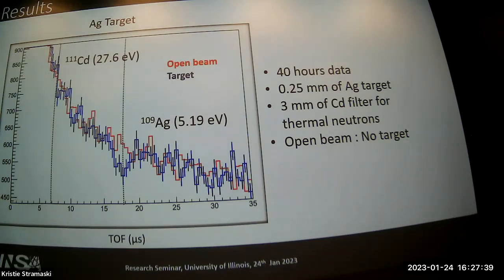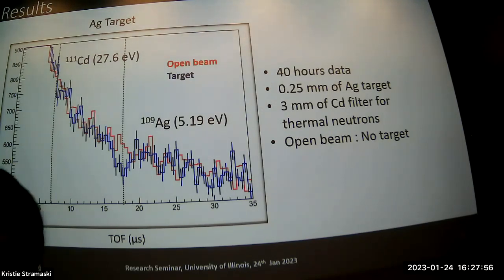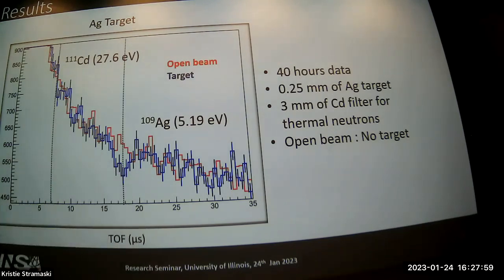Time of flight counts. You remember those plots in the previous setup with really deep dips. For silver, that's our dip over there, around 17 microseconds. It's at the right energy. It's really shallow because there is a huge gamma background in this data, but it's there. So we have to work a little more on this, get rid of the background, and hopefully we'll see better and more pronounced dips in this data. So this was for the silver target.